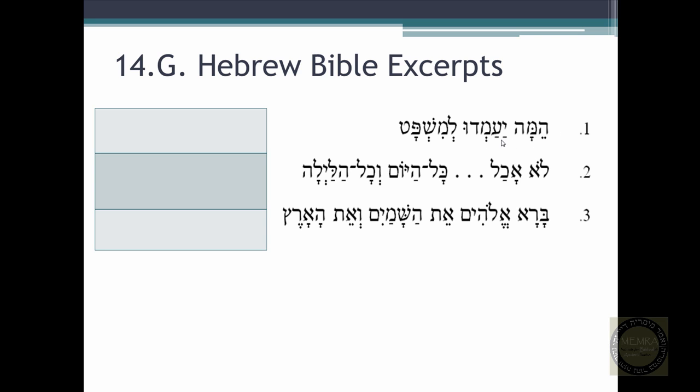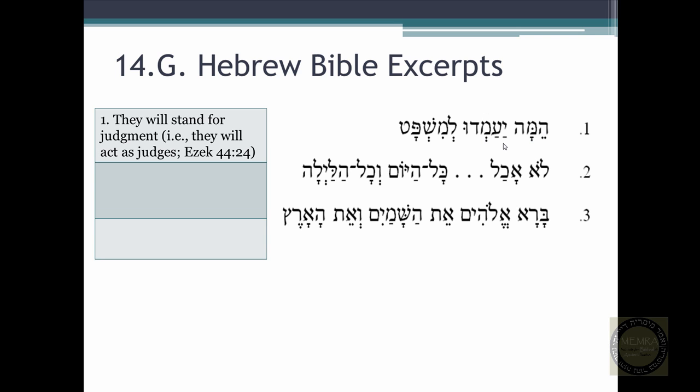And then we have a verb form. Is it prefixed? Yes, right here. Our lemma is amad. We have a yod prefix plus the u vowel, third masculine plural, so "they." Again, we have a bit of an emphatic construction here that you can choose to bring out or not. But they will stand, and then we have le mishpat, for judgment.